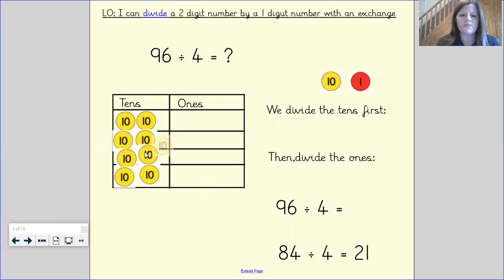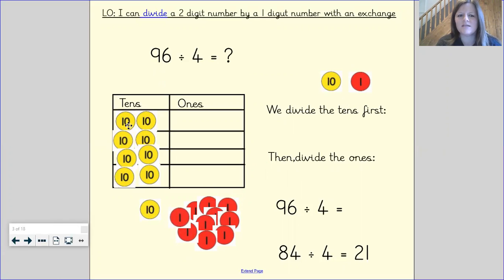Oh, but with division, you need to share equally, and that's not being shared equally if I put my extra 10 there, because it means the other groups don't have an equal share. So it means that this one, I will have to exchange, and I will need to exchange it for 10 ones. So let me get 10 ones. 1, 2, 3, 4, 5, 6, 7, 8, 9, 10. Right, so I've exchanged it.